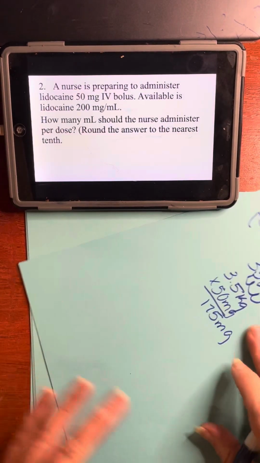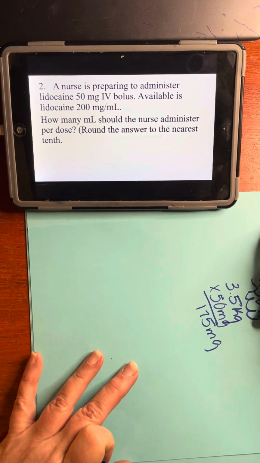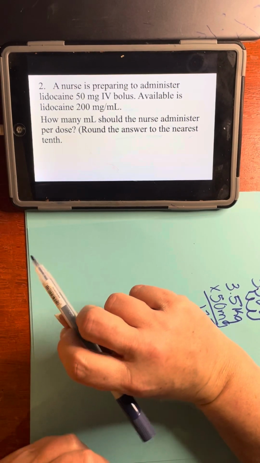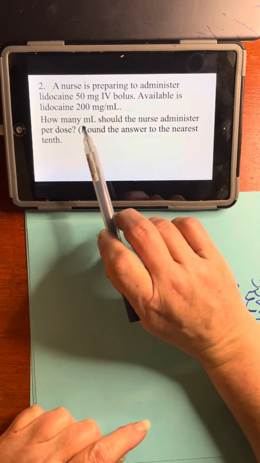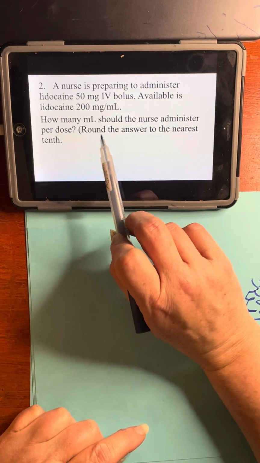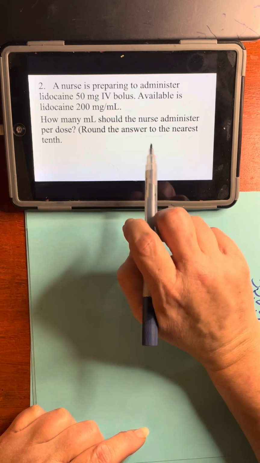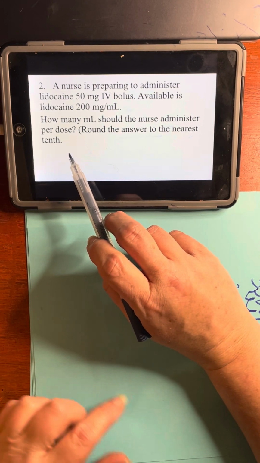Okay, you want to do another one? I know you do. A nurse is preparing to administer lidocaine 50 milligram IV bolus. Available is lidocaine 200 milligrams per milliliter. How many milliliters should the nurse administer per dose? Round it to the nearest tenth if you need to.